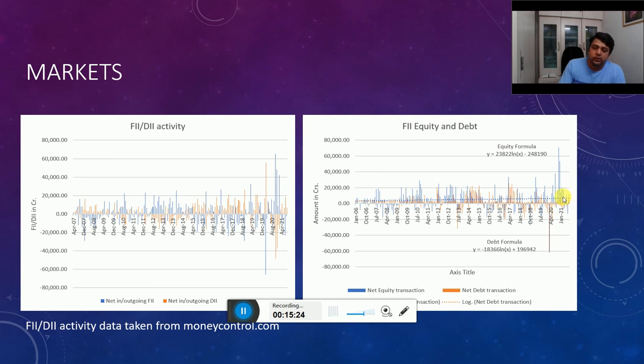So I will just try to quantify this in simple mathematics. If you see the equity formula, the slope of the line is 23,000 and the intercept is negative. So the slope is positive, which means there is positive activity happening on the equity side. Now if you see the debt formula, the slope of the line is negative. So it means that the FII are not investing very much on the debt side.